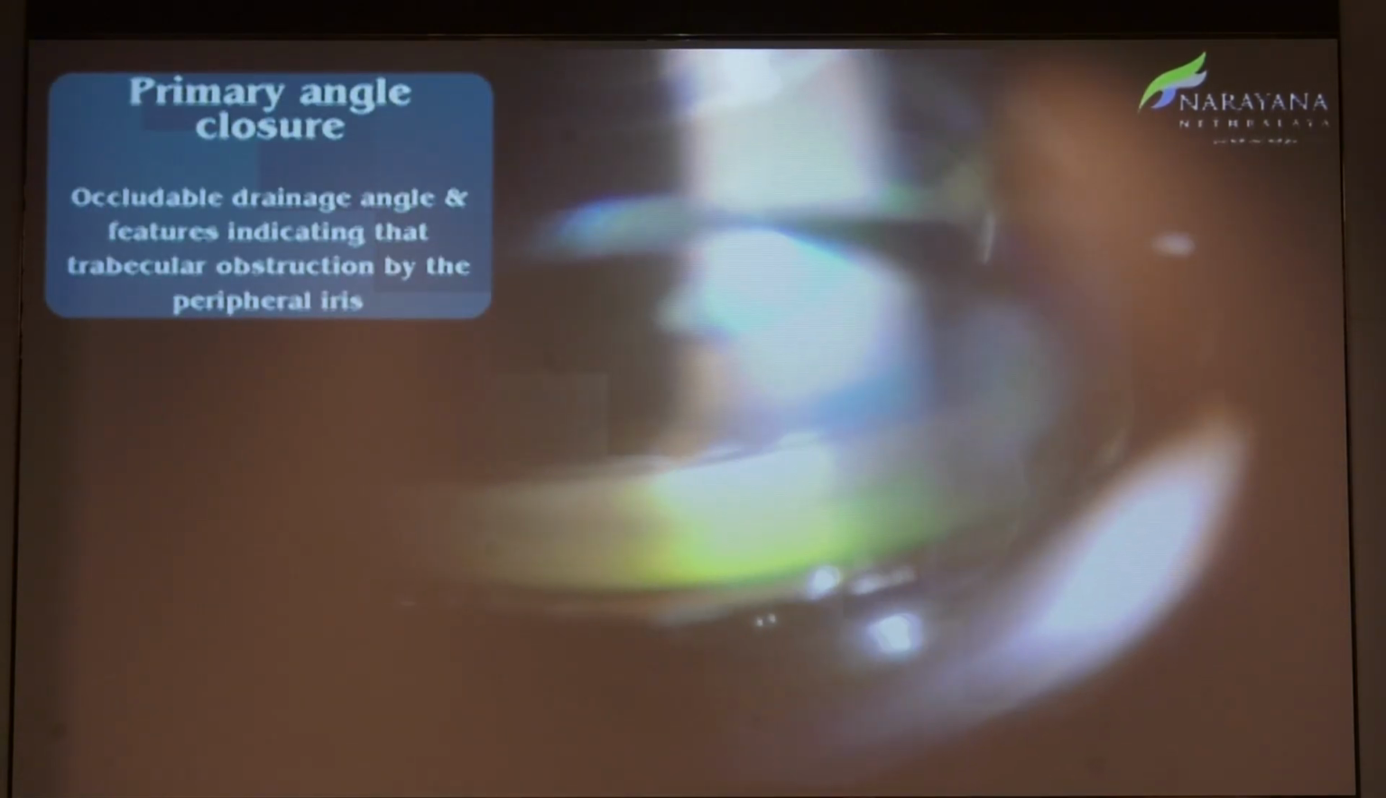And here also you can see a synechia. This is again goniosynechiae. So that is a classical example of primary angle closure.